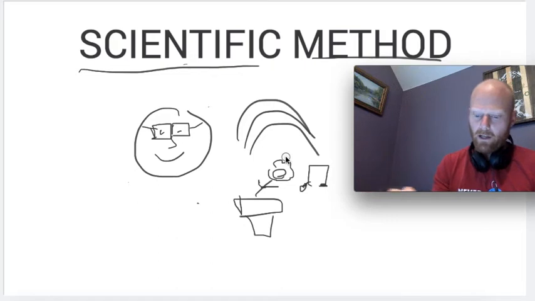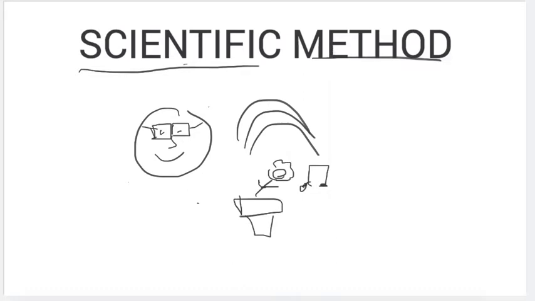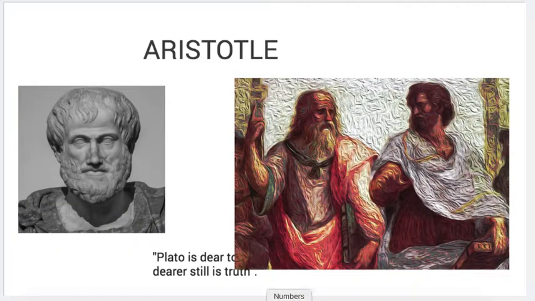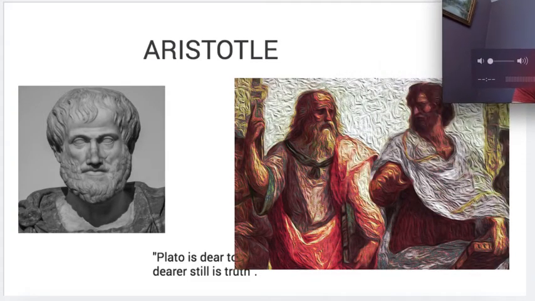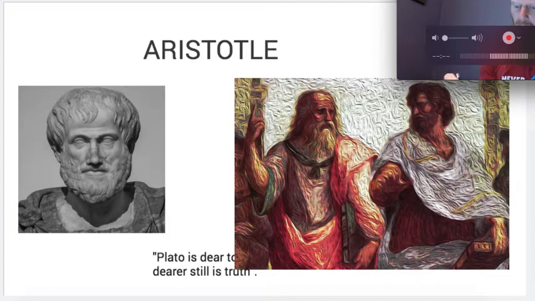Before we talk about that, though, we need to talk about the history of the scientific method. And so it starts back here with this guy. His name is Aristotle. And so Aristotle is the guy, actually this guy right here is his teacher. His name's Plato. And this guy over here is Aristotle.